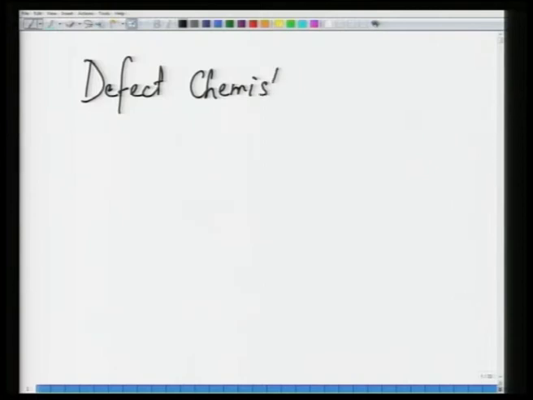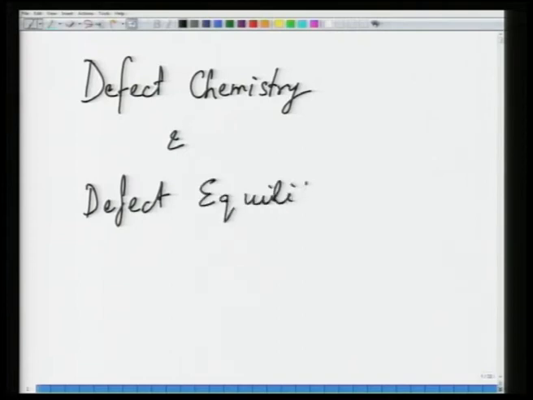So, the first topic, the name of this module I would put as: first we will look at defect chemistry, followed by defect equilibria. So, these are the two topics that we will discuss in this module. Defect chemistry deals with thermodynamics of defect formation as well as the various kinds of defects, etc. Defect equilibria is about what kind of defects are stable under equilibrium under various conditions of atmosphere, etc. So, this also talks about thermodynamics.